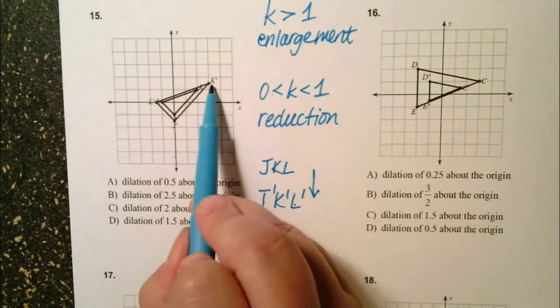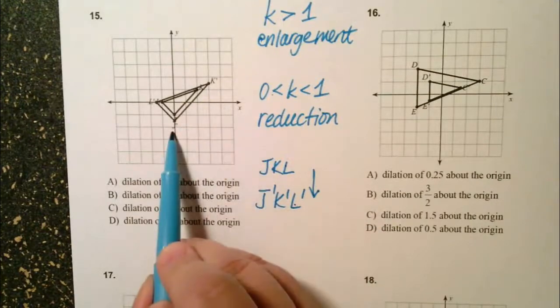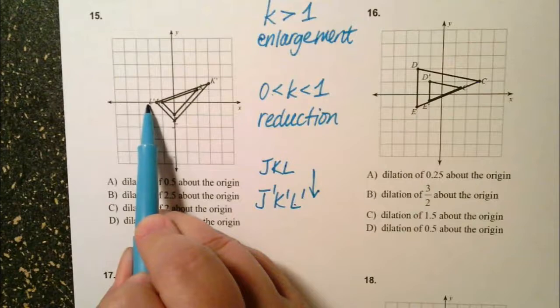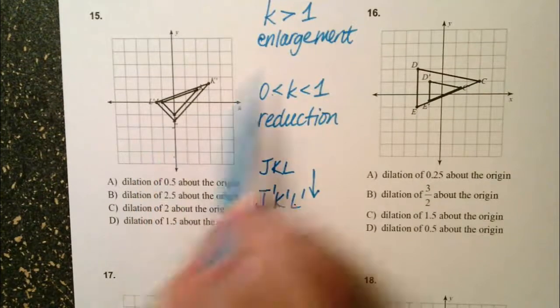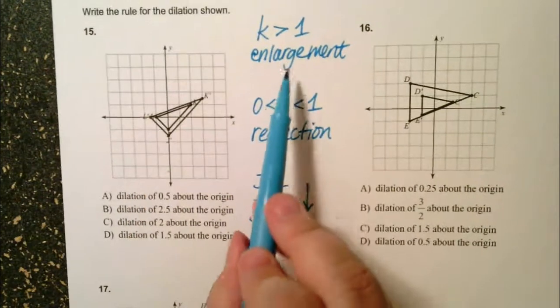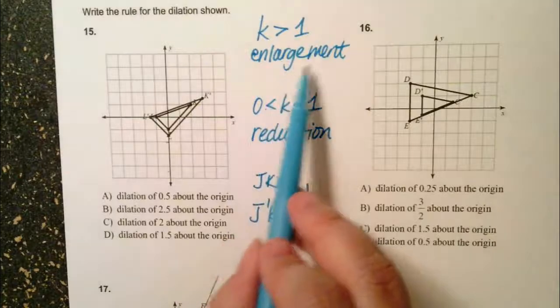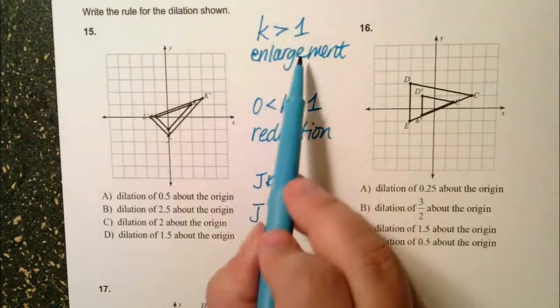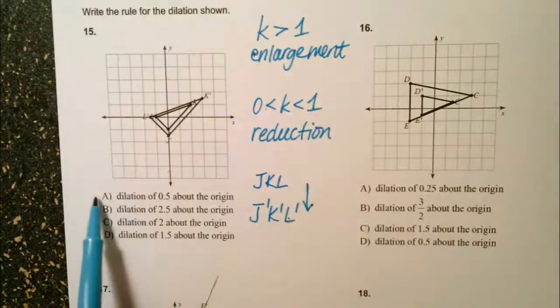It looks like K prime is out farther than K. In each one of these, the one with the prime looks farther away from the origin, so it's an enlargement. It got bigger. It went farther away from the origin, which means my scale factor has to be greater than 1.